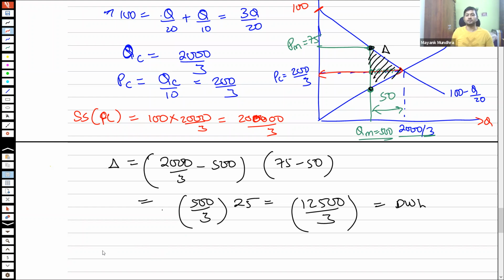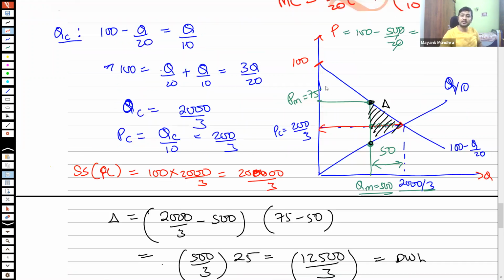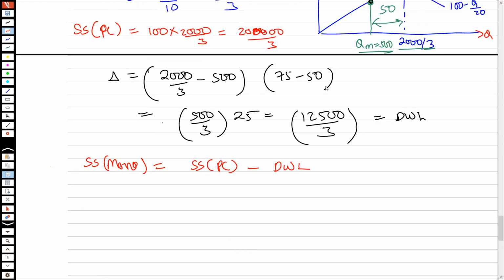And finally, social surplus for a monopolist is going to be social surplus for perfect competition minus my deadweight loss. So you can do the subtraction. What do we get? I don't think it will be 14,000 something. As you said, it should be something different. I feel it would be a little different. Yeah, in any case, that's how you do a problem like this if it comes. That's how you can find the deadweight loss of a monopolist.